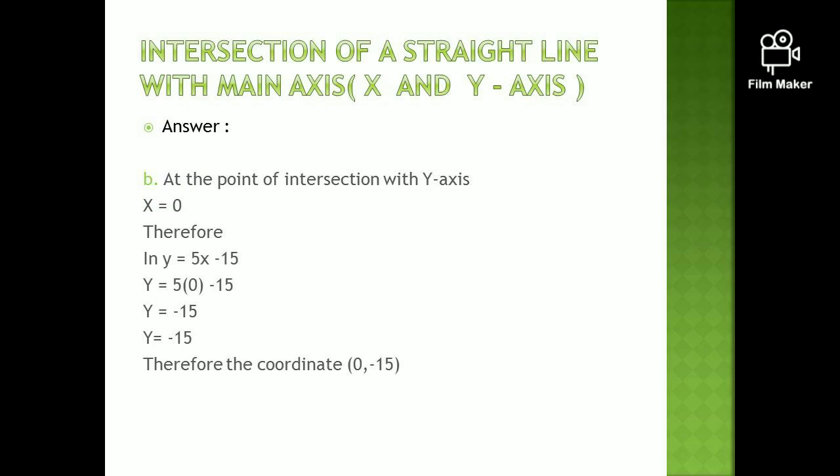Then we know that the x coordinate is 0 and the y coordinate is minus 15. Therefore, we can write the coordinates where the straight line y equals 5x minus 15 meets the y-axis as (0, minus 15).